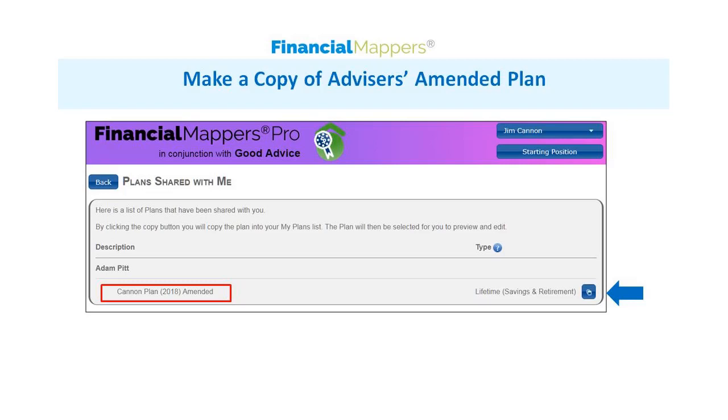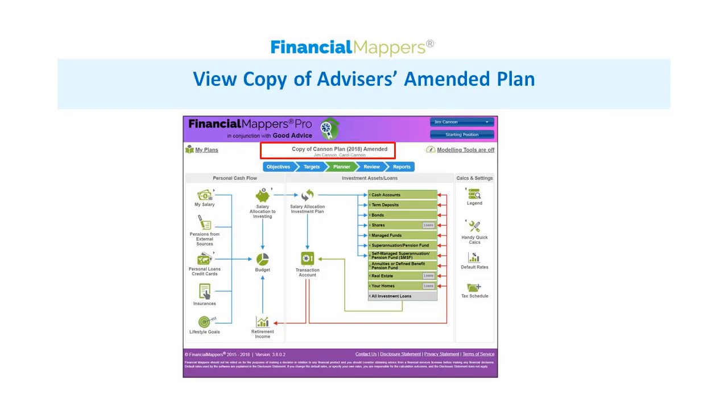Note in this example, the advisor has edited the name to Canon Plan 2018 Amended. After the copy is made, Jim can review the proposed purchase of managed funds. In the same way, plans can be altered and shared back and forth between client and advisor many times, and both parties should develop their own naming system to keep track of the plan trail.